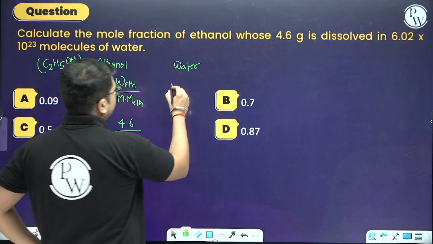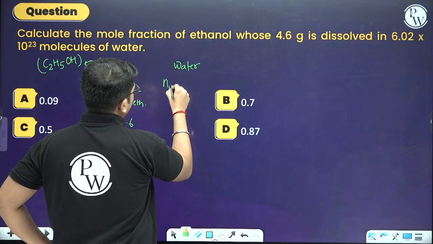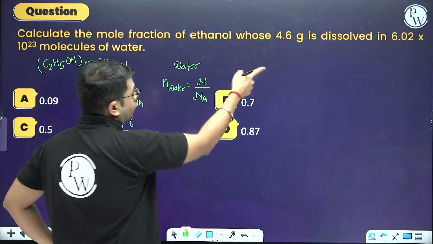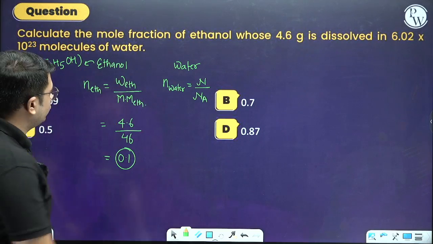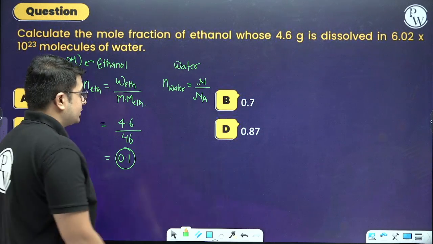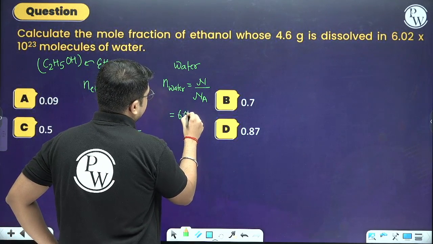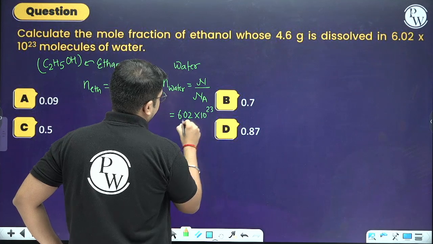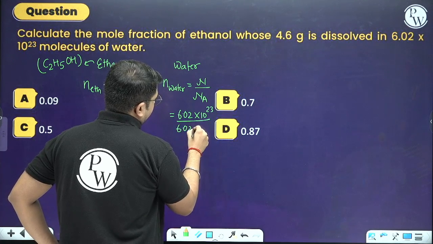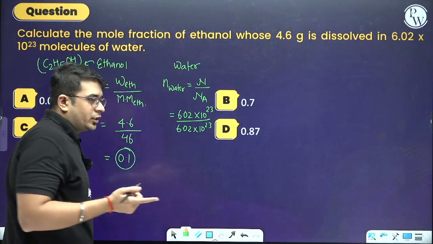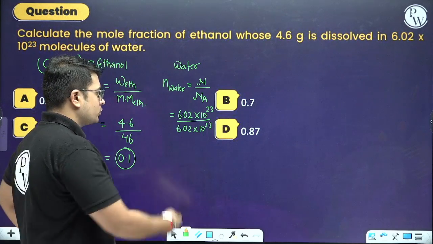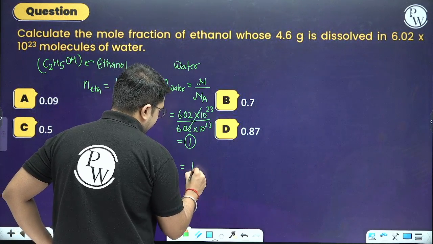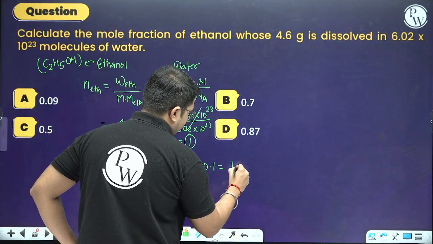For water, we use the number of moles of water which are equal to number of molecules divided by Avogadro's number, because number of molecules are given. So we are going to use two different formulas of mole in this case. That will be 6.02 multiplied by 10 raised to the power 23 divided by 6.02 multiplied by 10 raised to the power 23. The actual value is 6.022, but for simplicity we are using 6.02. So that is equal to 1. So N total will be 1 plus 0.1, which is 1.1.